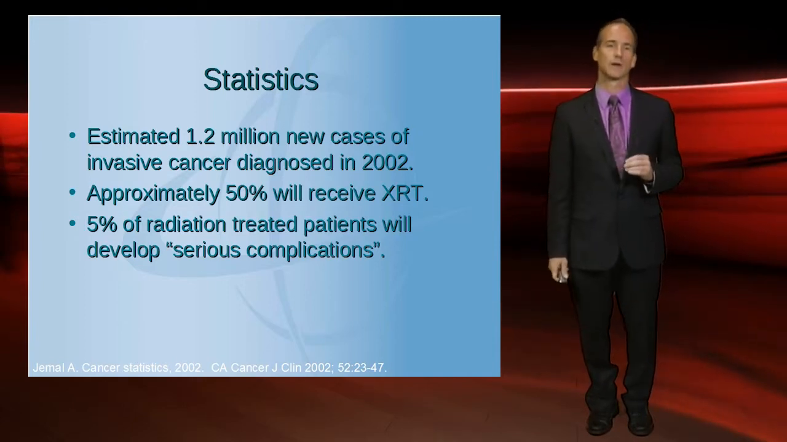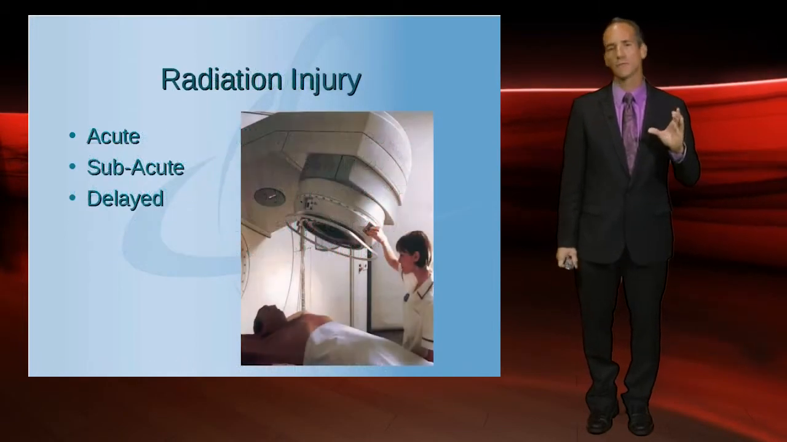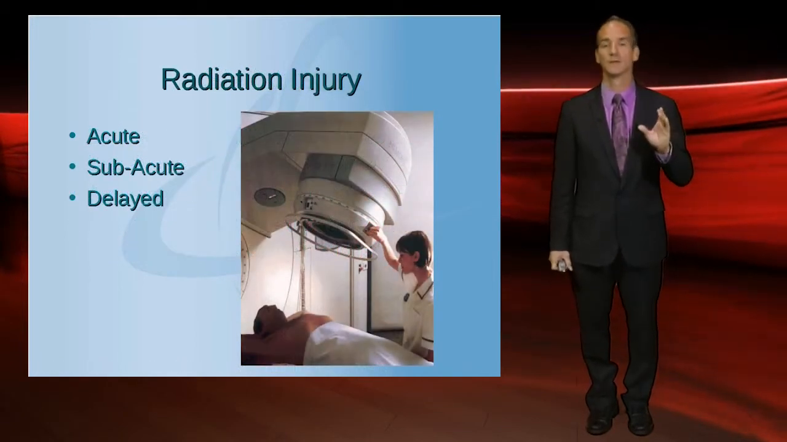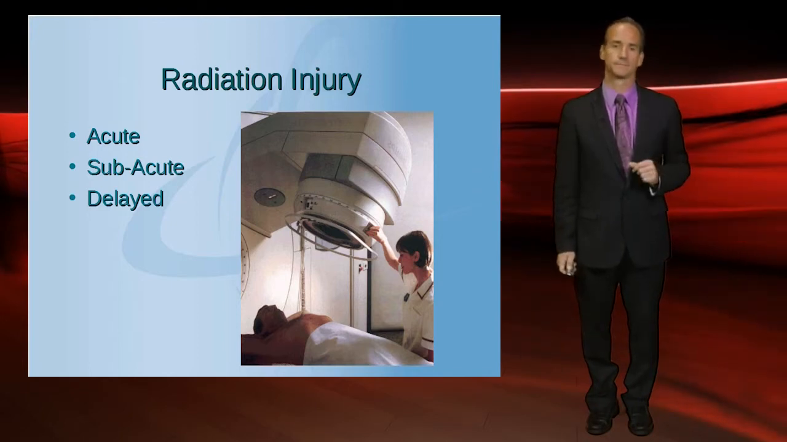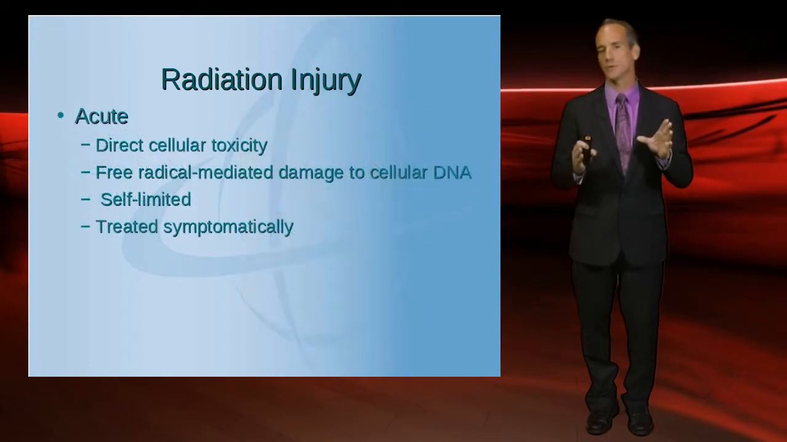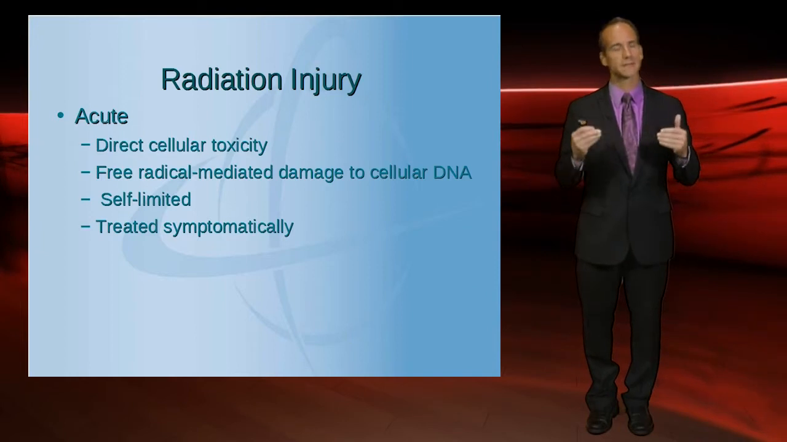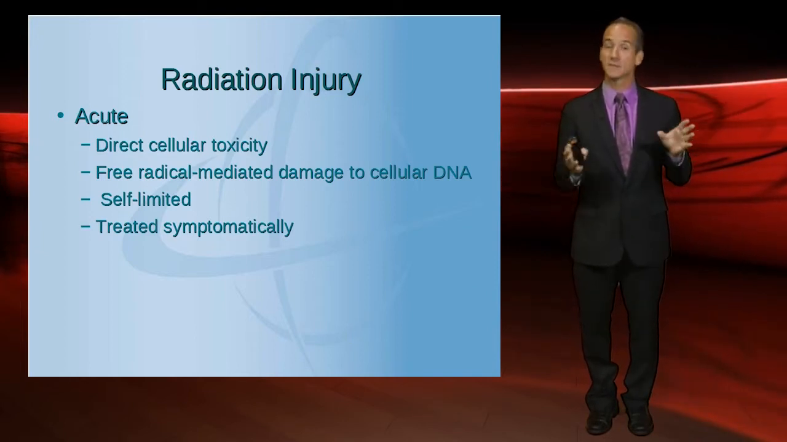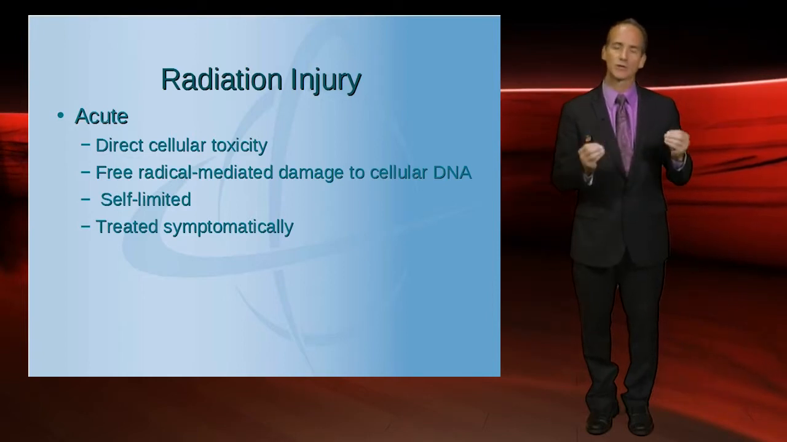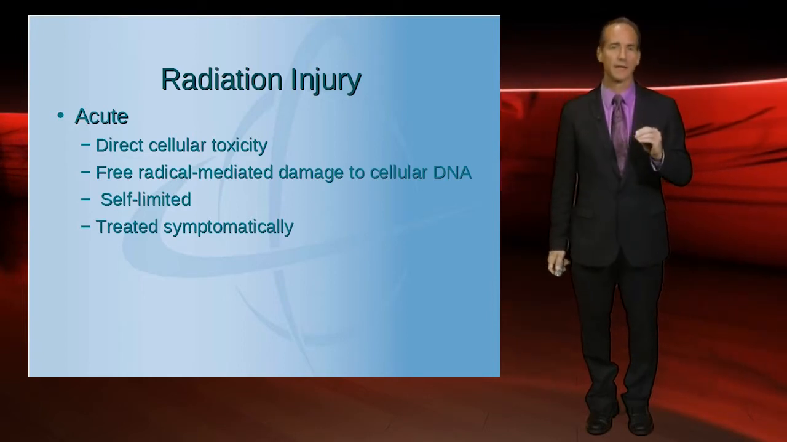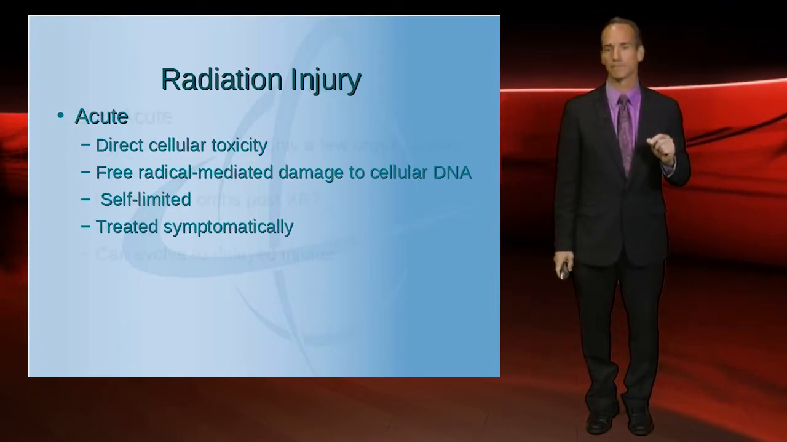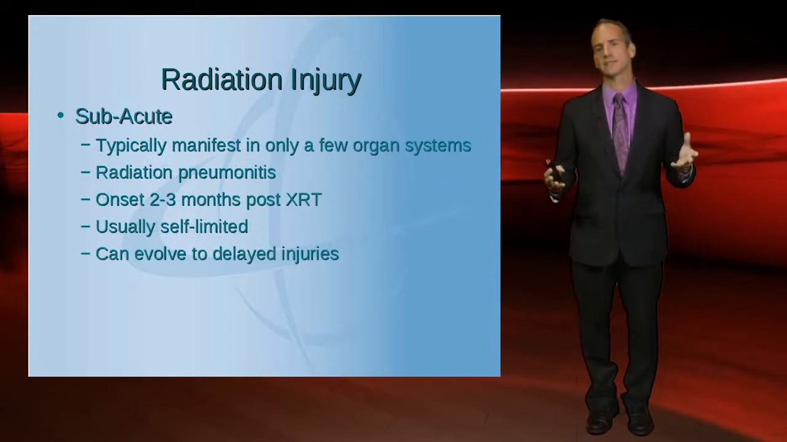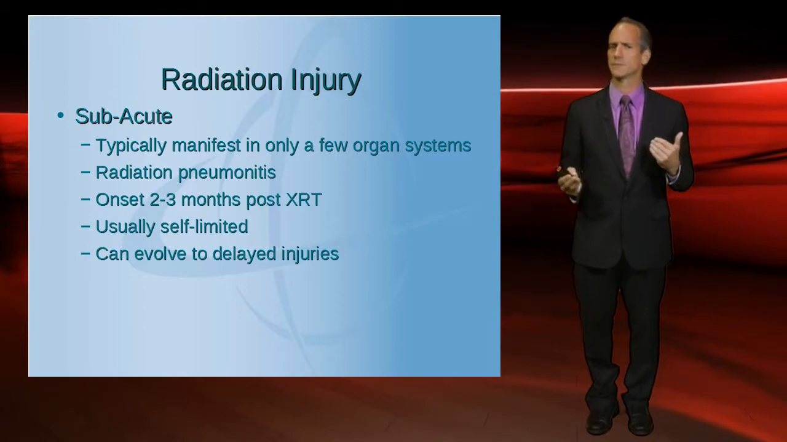the radiation therapy. There are three basic phases of radiation injury: acute, subacute, and delayed. When we look at acute injury, it's just due to direct cellular toxicity. It's mediated by free radicals, it tends to be self-limited, and our radiation oncologists tend to treat it very successfully in a symptomatic fashion. Radiation injury that is subacute typically is manifest as only a few organ systems.